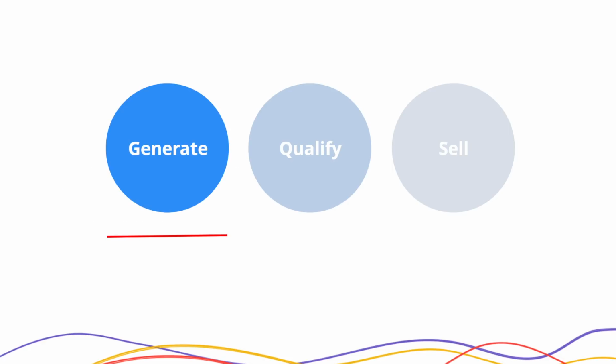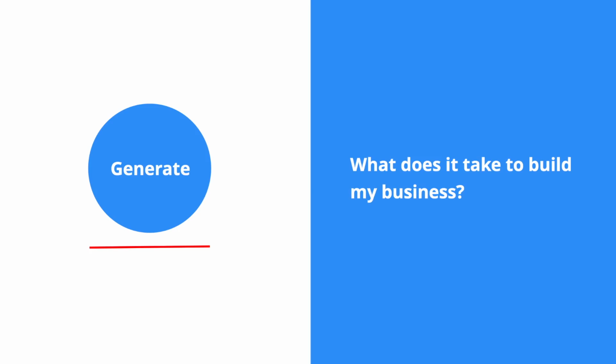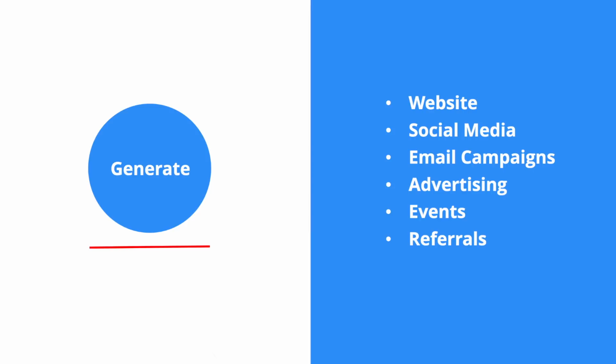Okay, so let's talk about generating these different leads. And what does it take to build our business and generate leads? These are some typical examples of ways in which we do that today. So you may have a website out there, people go online, they get information about you. You also probably do outreach on social media, as well as send out email campaigns or even do something physical outside, like advertisements or events that you attend.